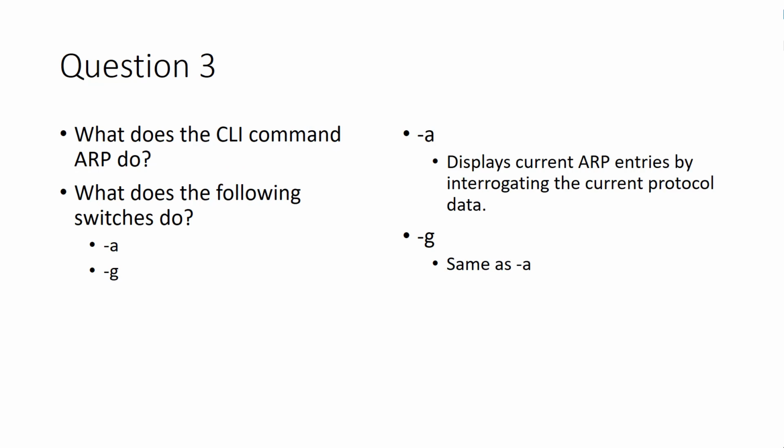So what does the ARP command do at the CLI? It should list the appropriate ARP table. So you have to understand what ARP does and understand two common switches, A and G. ARP -a will display the current ARP entries by the current protocol data stack. -g is pretty much the same as -a. But if you want to look at the ARP entries, it'll be ARP -a.